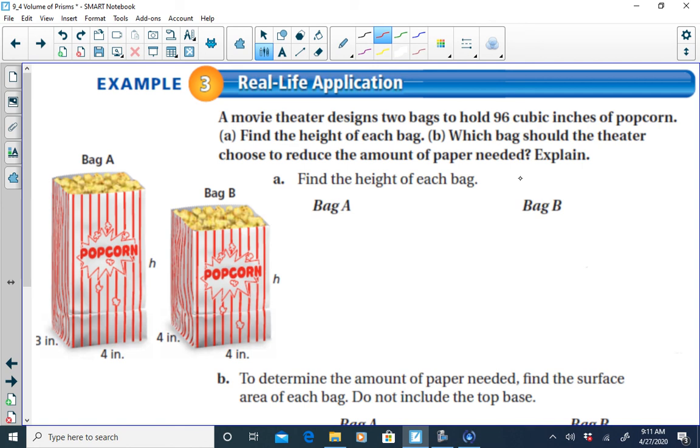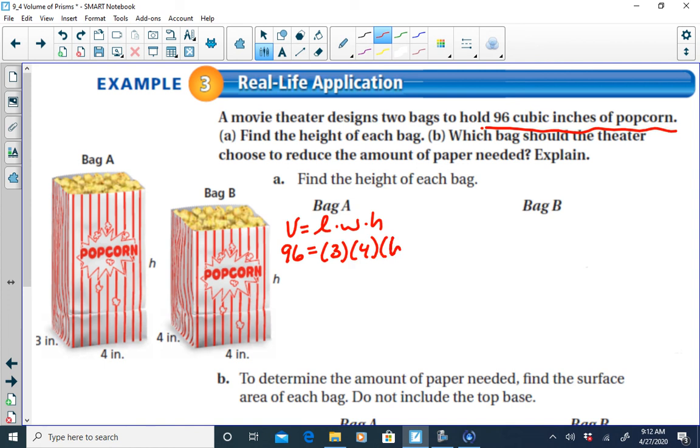Well, first we want to find the volume of each bag. So let's start with bag A. Volume is going to be equal to length times width times height, or you can use the base area times height. Well, we're given the volume, so let's cross that out. We're told that the volume is 96 cubic inches. So we want to replace that V with 96. Our length and width are going to be 3 and 4.